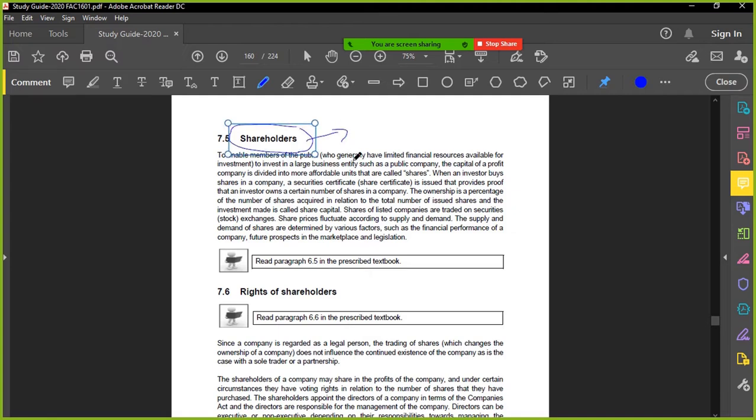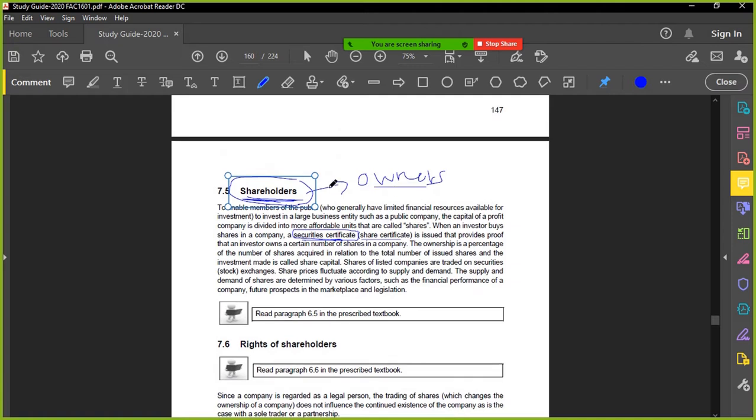Shareholders. Who are they? The owners. Very good. When we talk about companies, that's the word we're going to use to describe them. Okay, we're not going to talk about members or partners or sole proprietors. We're talking about shareholders. Shareholders will hold a certificate, a security or a share certificate, that gives them the right to vote. That gives them that entitlement.